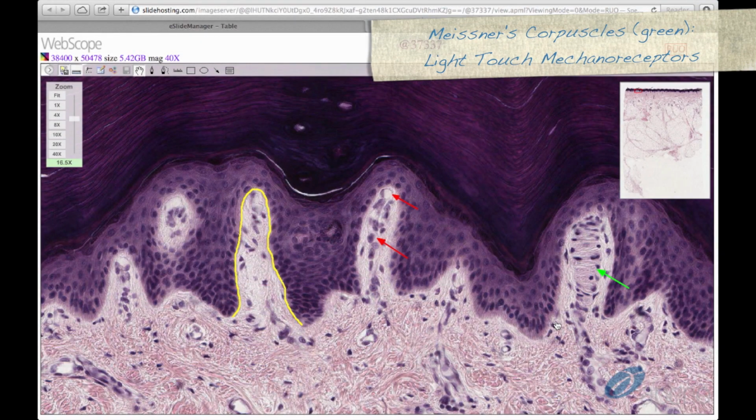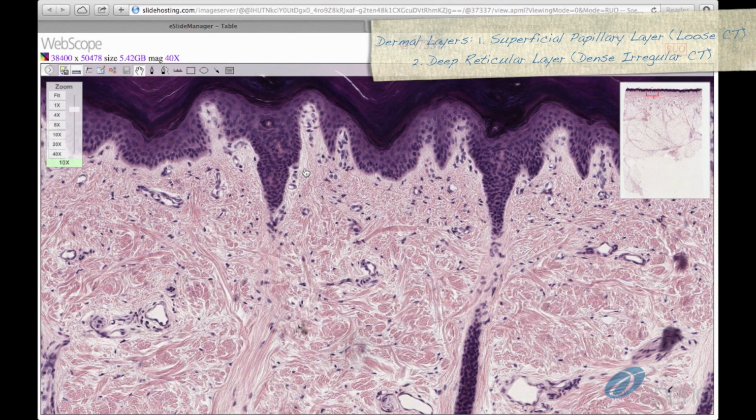Meissner's corpuscles are mechanoreceptors that are responsible for light touch, which is why they are more commonly seen in the dermal ridges of your fingertips. The dermis, which was discussed in depth in the connective tissue lab, is composed of 2 distinct layers.